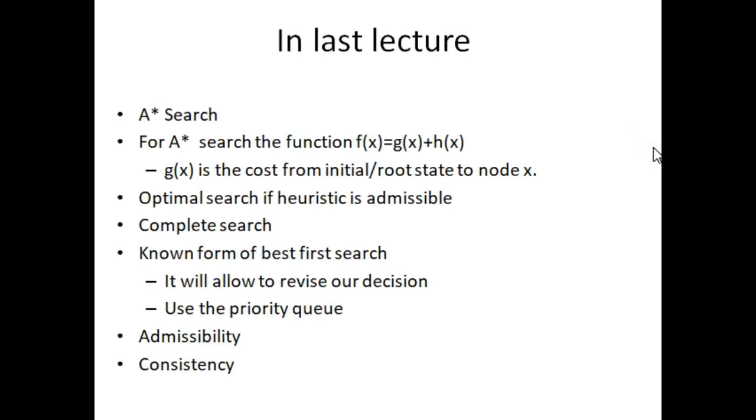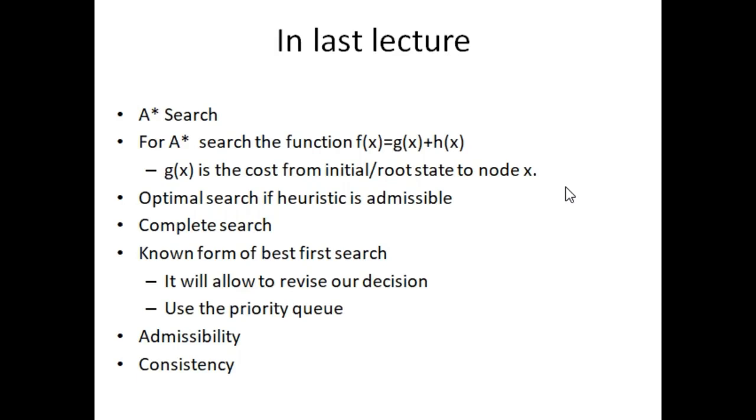So in our previous lecture we talked about the A star search and we solved a roadmap problem by using this search technique. For this search technique, we use the heuristic function f of x, which is equal to g of x plus h of x. H of x is the heuristic value, and g of x is the cost to reach from the initial state to node x. We talked about how the A star search is an optimal search if the heuristic value is admissible. This search technique is also a complete search technique.